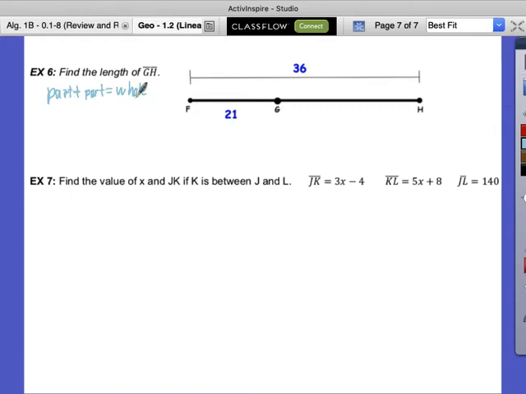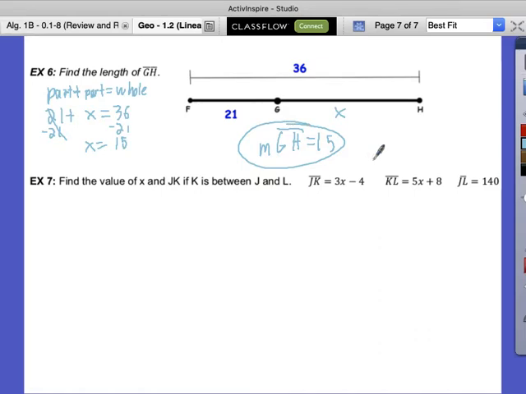So if we were to fill these in with math, we'd have 21 as a part, another part is x because we don't know this, and the whole is 36. So we can turn this into an algebraic equation and say let's subtract 21 from each side, get x by itself. So x is equal to 36 minus 21, which is 15. So that means the measure of segment GH, to answer our question, the length of GH, is 15.